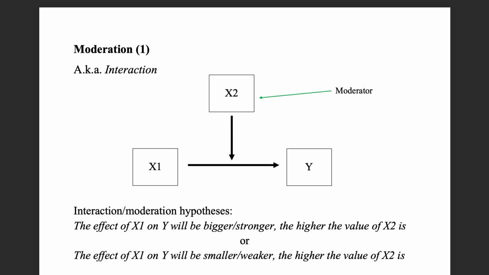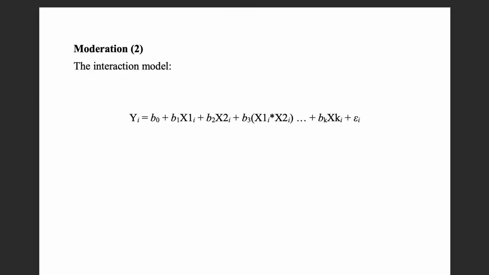Yeah, so both of these situations are possible. You can have positive interaction hypotheses or negative interaction hypotheses. So how do we do that in a regression model? Well, this is the basic shape of a multiple linear regression model where we have also included an interaction term. So this is often referred to as an interaction model.